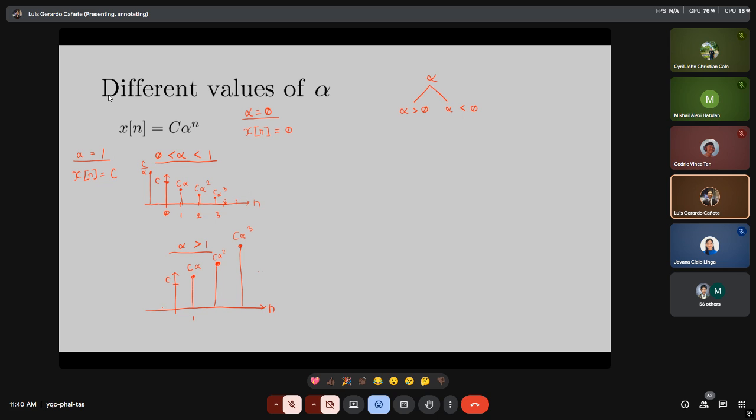And of course, if the value for alpha is greater than 1, then that means that it's going to be decaying as you go to the negative side. So this is a decaying exponential in the discrete time case. And then this is going to be a growing exponential.